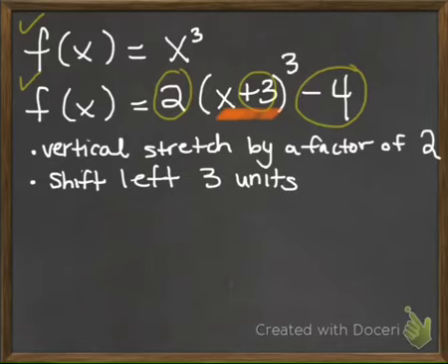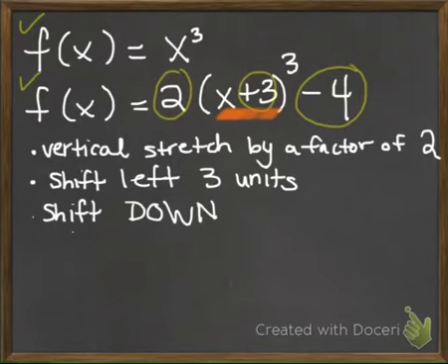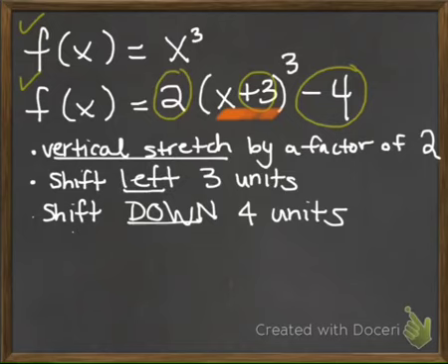And last but not least, we have a 4. The 4 is on the outside, so that we know that we're moving vertically. And since it's minus, that means that we're going to shift down 4 units. Easy. Let's move on to the next one.